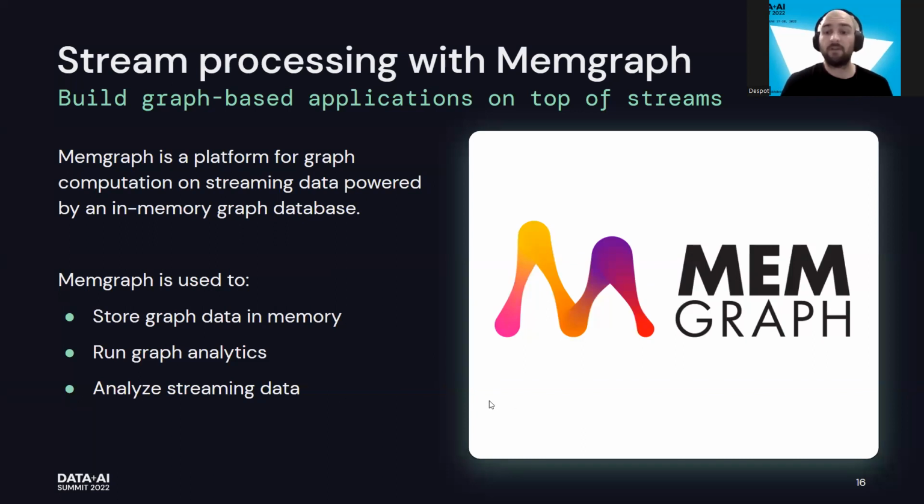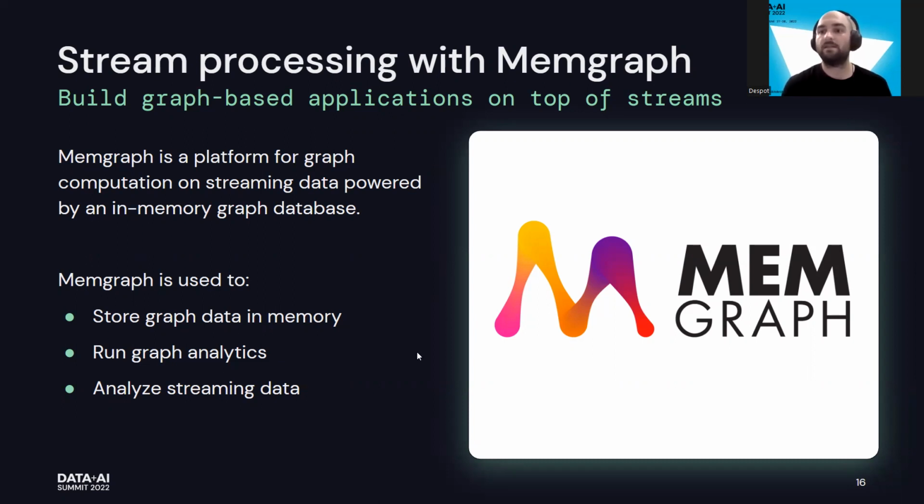So where does Memgraph come in? Well, Memgraph is the stream processing engine in this pipeline. It's a platform for graph computation on streaming data, and it's powered by an in-memory graph database. So what does that mean? Memgraph stores graph data in memory.